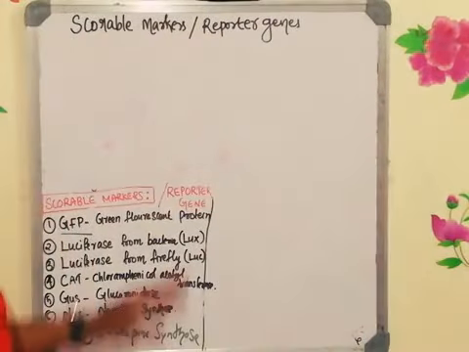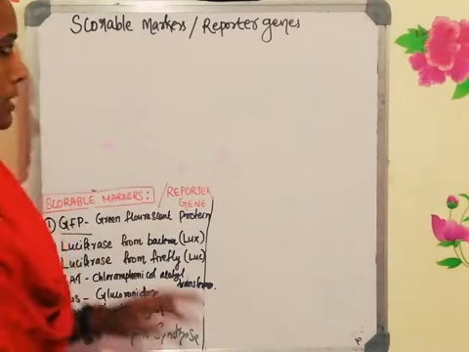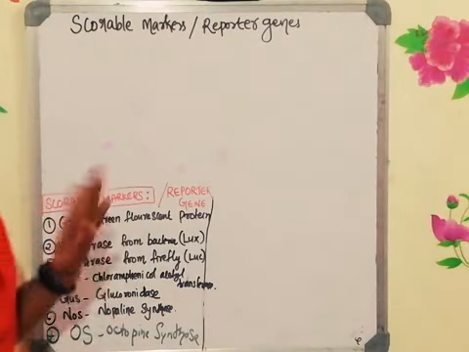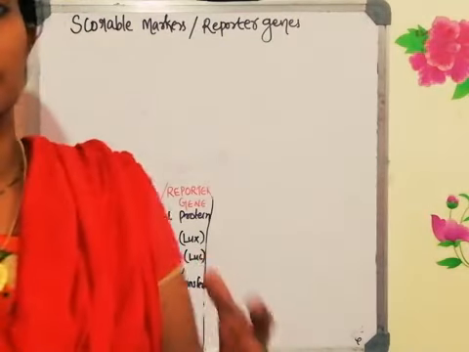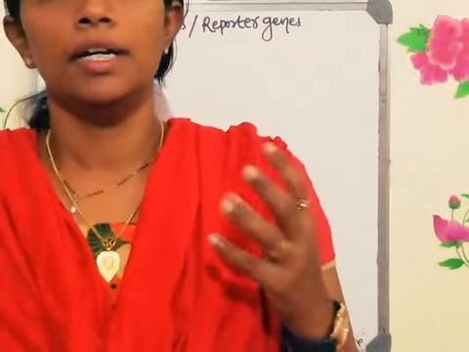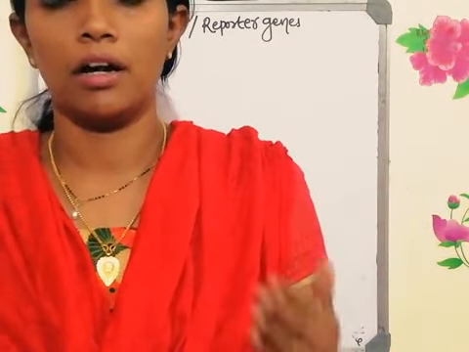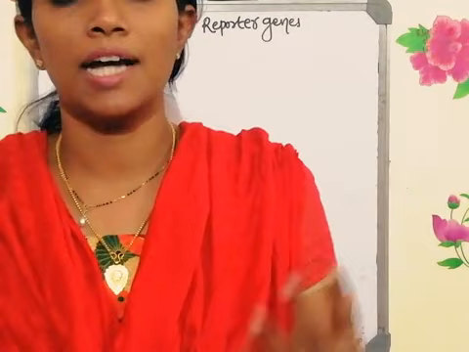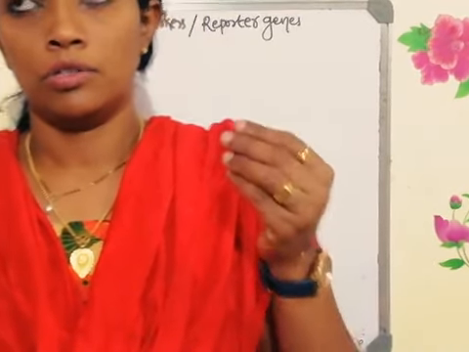Okay, let's continue with the scorable markers. We already discussed the selectable marker and the scorable marker. As I told you earlier, scorable markers are used for checking the gene expression level, how much of that particular protein has been expressed. That can be identified with the help of scorable markers.